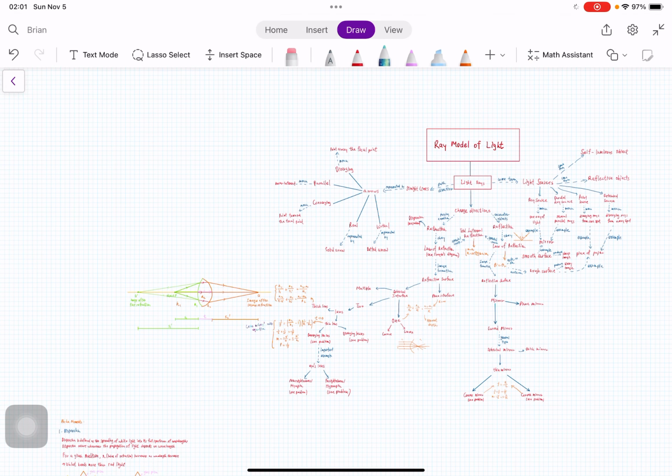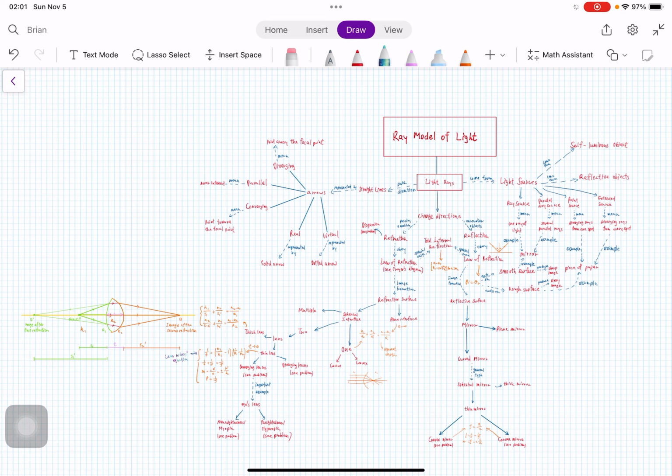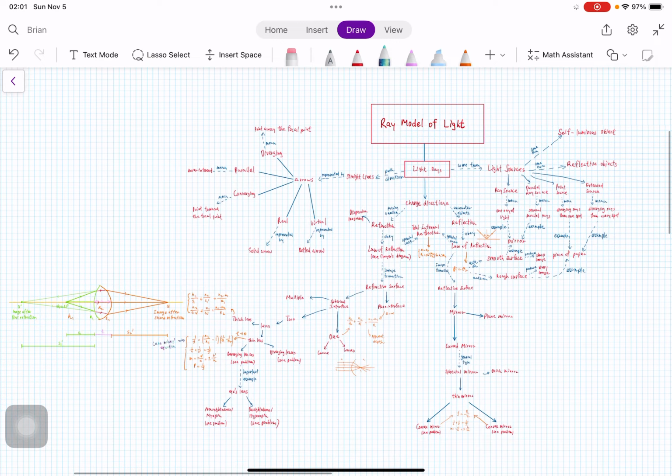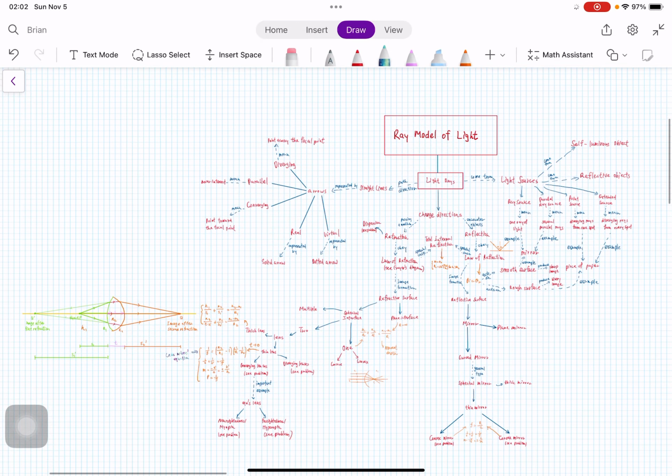In this section, I'm going to cover the concept map of the whole unit 2. This unit is about the ray model of light, and this is the whole mind map I have. So I'm just going to pause here for a couple of seconds.